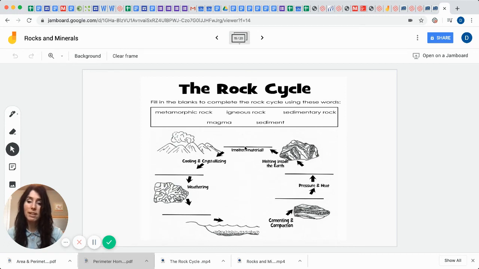Your job is to figure out where you think those words would be based off of where they fall in the rock cycle. So that's your assignment to work on in answering those questions. And then I will show you the answers to that very soon.